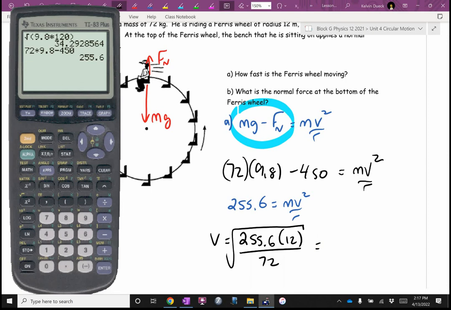As much as I like to rewrite stuff, sometimes it's just more work to do it that way. Rewriting things to get things by itself should save you time, not make it tougher or add more time. Times by 12. Divide by 72. Square root. 6.53 meters per second.